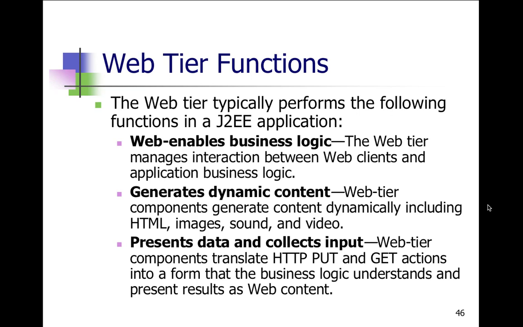It also generates dynamic content as well. The web tier components generate the dynamic content, including the HTML, the images, the sound, the video. So that's where your open HTTP protocol comes into the public area of the web tier, which is storing and housing all of the components that are giving you that dynamic behavior: the logo that shows up, the menu on the screen, all of the scripts and things that run the menu. So it presents data and collects input. The web tier is doing all of the input of all of the data.